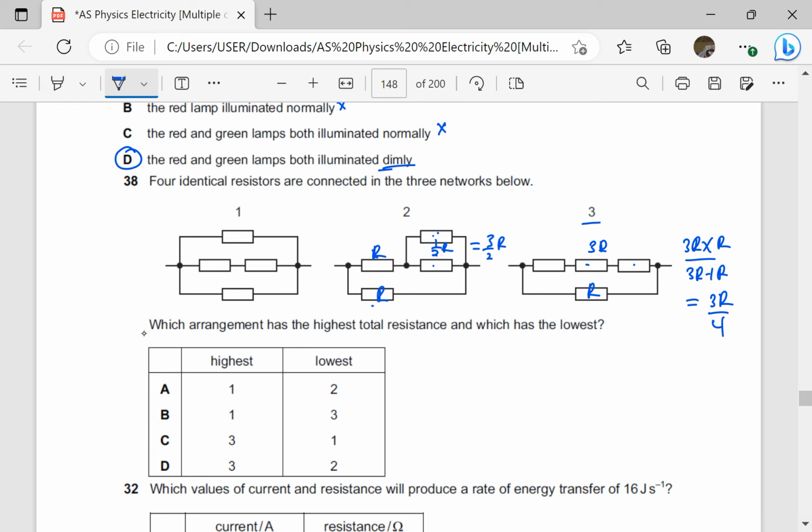So you have 3 over 2 R times R divided by 3 over 2 R plus R. That is product over sum. And I think this gives you 3R over 2 over 5 halves, so that is 3R over 5.